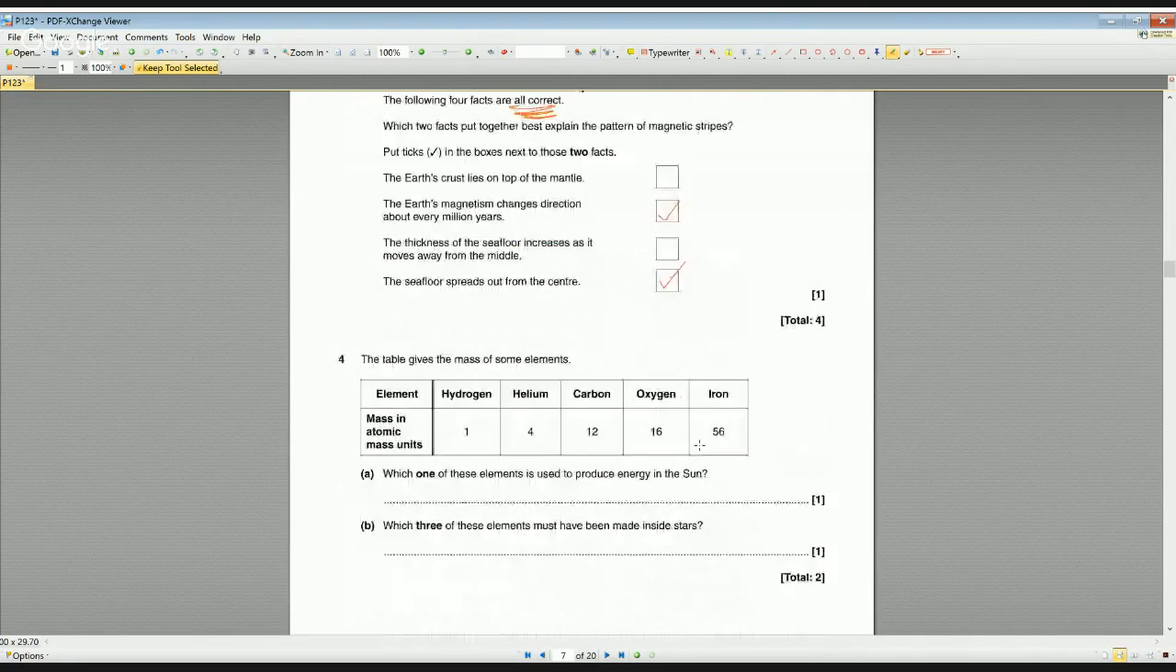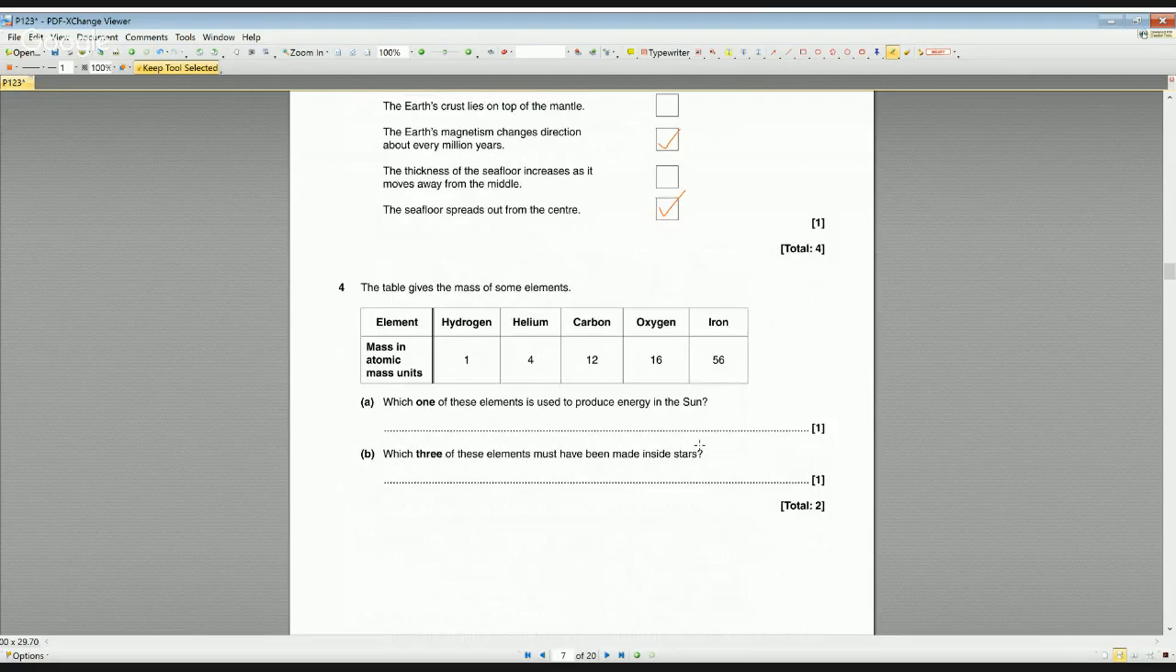On to question 4, which is a very short little question. It's just the last part of P1. Which one of these elements is used to produce energy in the sun? We've got hydrogen, helium, carbon, oxygen, and iron. Well, it is hydrogen fusion that takes place inside stars to produce energy. In larger stars, helium fuses, but in our sun, which is a middle-aged star, this is sort of P7 knowledge, I suppose, it is hydrogen that fuses.